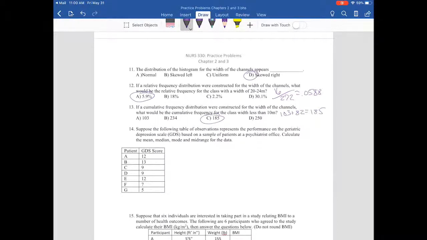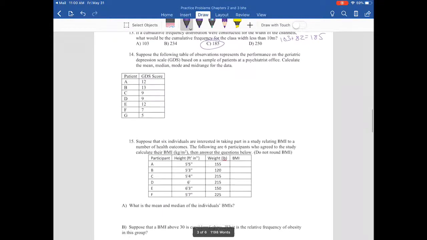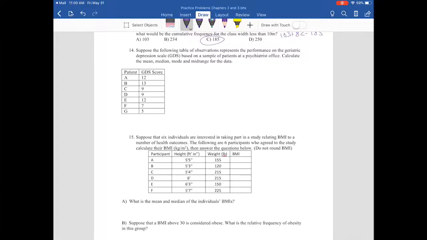Hello, welcome back. This is going to be our part 2 of our practice problems for chapters 2 and 3. So moving right along, we're going to go right into problem number 14 here. And in problem 14, we want to calculate mean, median, mode, and mid-range.